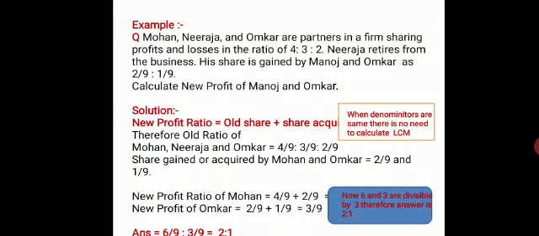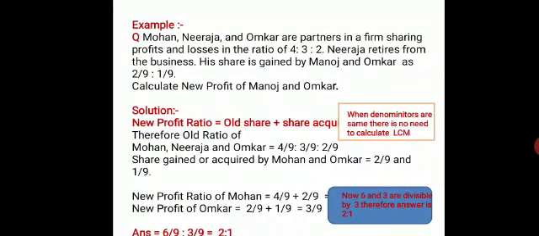So what is given in the problem? Old ratio and how they have gained. So old ratio plus share gained gives us the new profit ratio. Now what is the old ratio of Mohan? Mohan's old ratio is 4/9 and his share gained is 2/9, which is given in the problem. So the total will be 6/9. Your task is to calculate. 6 and 9 are both divisible by 3, so we can further simplify it.